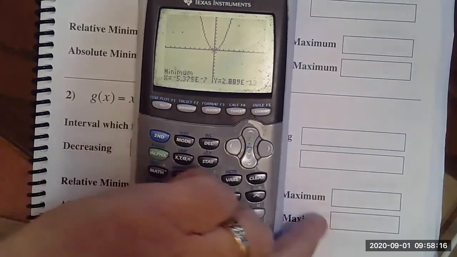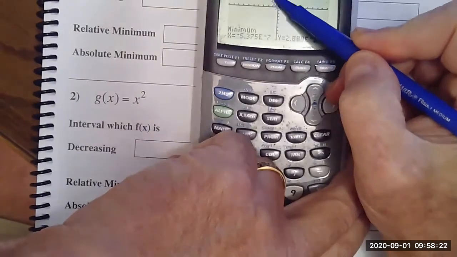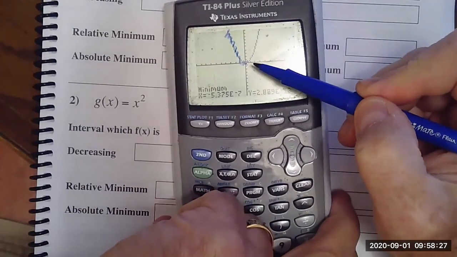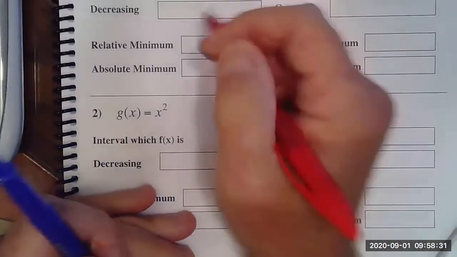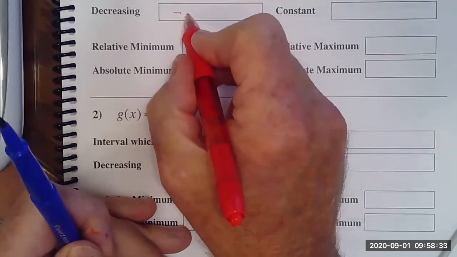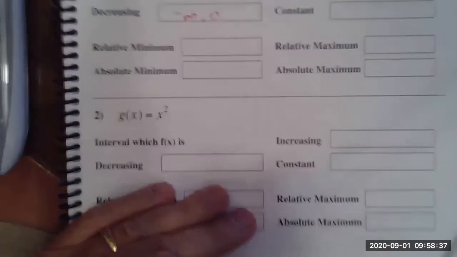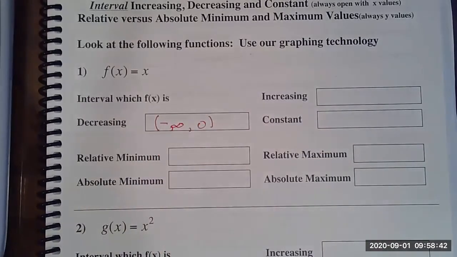All right, now with all that meaning, I know I'm looking for decreasing right here. This is decreasing until that X value right there. Decreasing until that X value, which is 0. So decreasing is going to be from -infinity all the way to 0. And this is when you're going to put parentheses because it's an open interval.